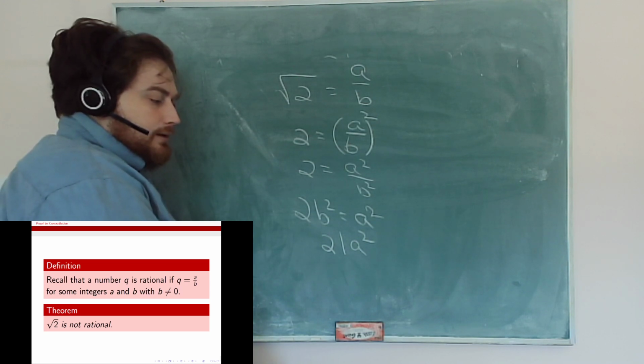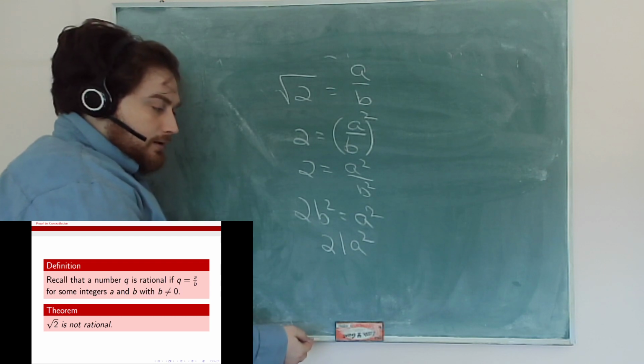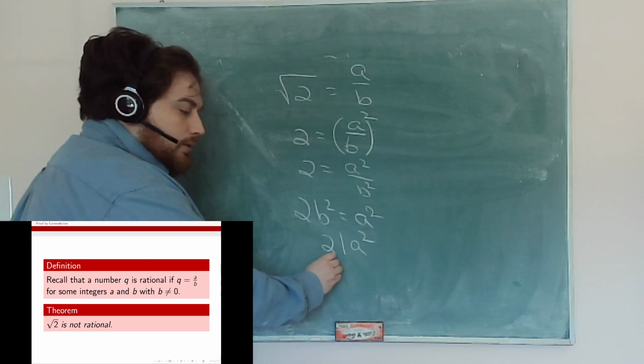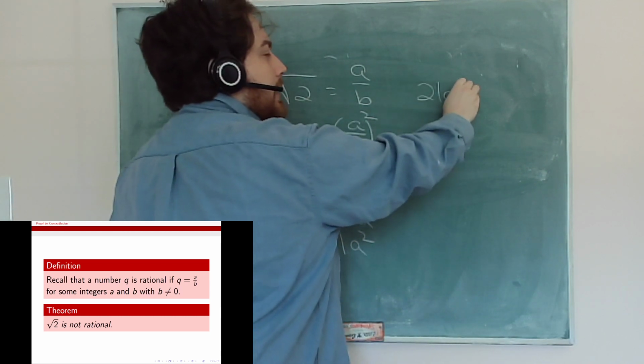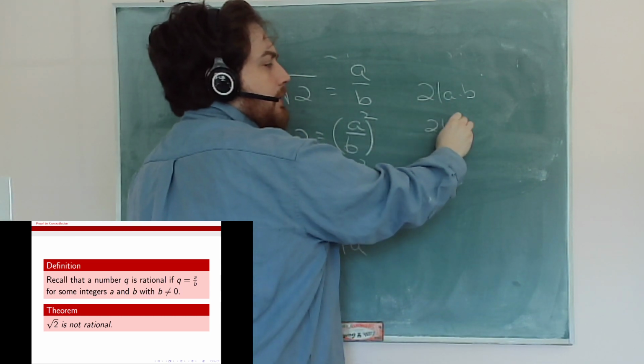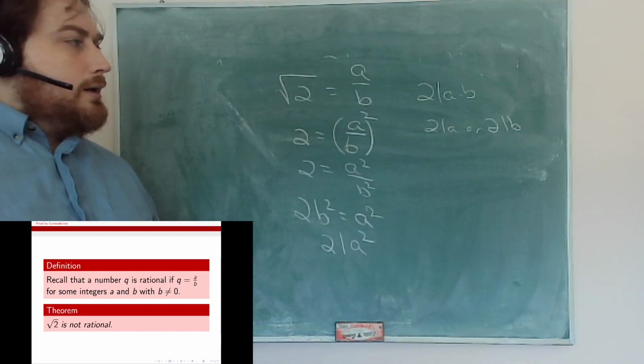So what does that mean? Well, that means that a squared is even. All right. How is that helpful? Well, remember that in our theorem we showed that if 2 divides a times b, then 2 divides a or 2 divides b, or rather our lemma.